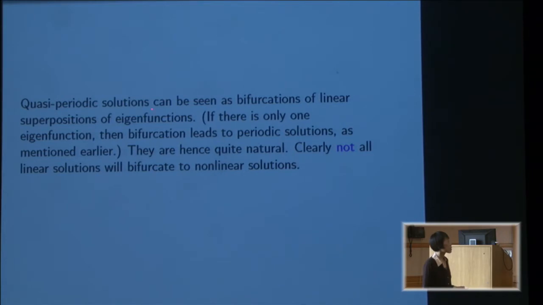Now, quasi-periodic solutions can be seen as bifurcations of linear superpositions of eigenfunctions, right? This is a simple-minded way of saying this. So if there is only one eigenfunction, then bifurcation leads to periodic solutions. Okay? As mentioned earlier, they are hence quite natural. So I'm just convincing you that what I'm studying seems to be a natural question. Okay? Clearly, I suppose perhaps you all agree that not all linear solutions will bifurcate to nonlinear solutions. Okay, you add the nonlinear term, not all the linear solutions will continue. Yeah, it's reasonable.